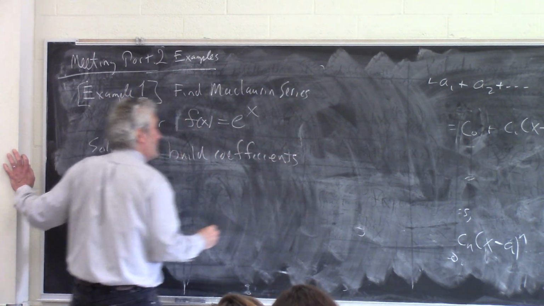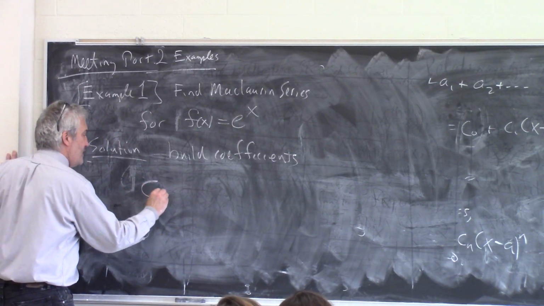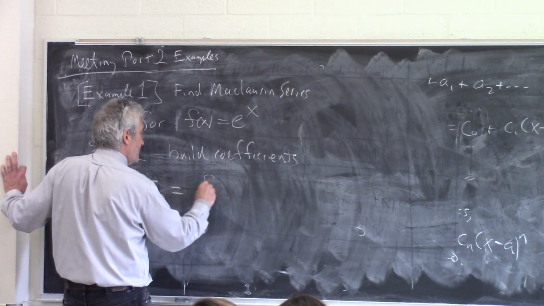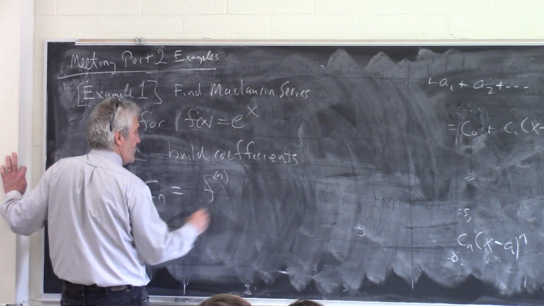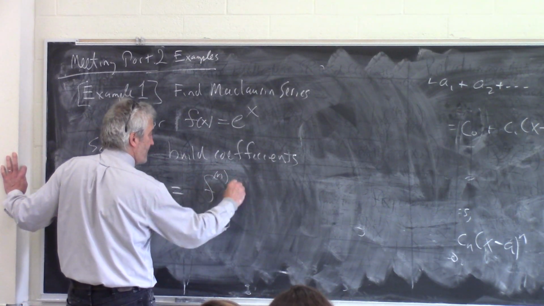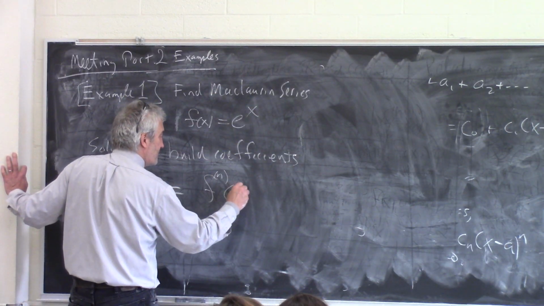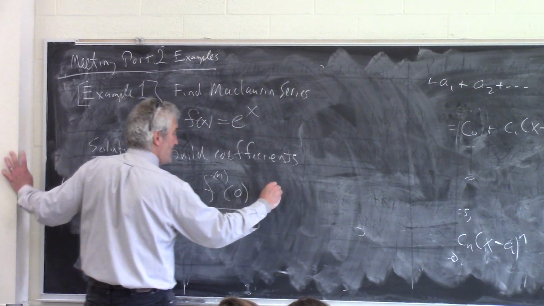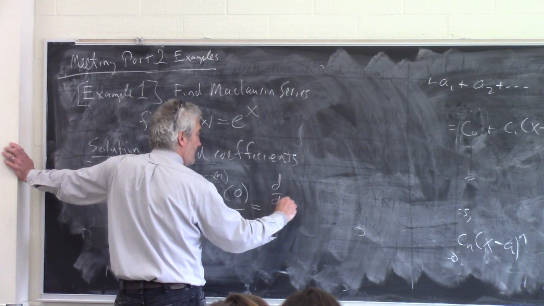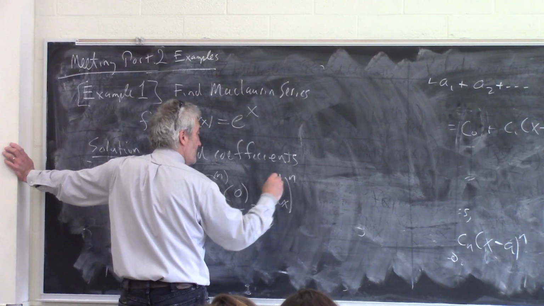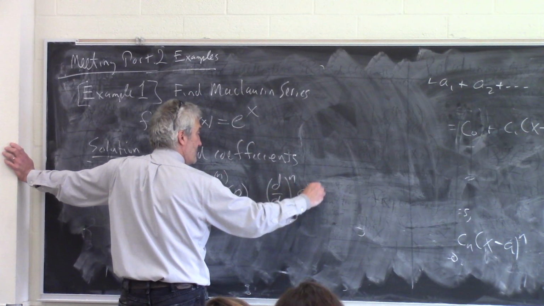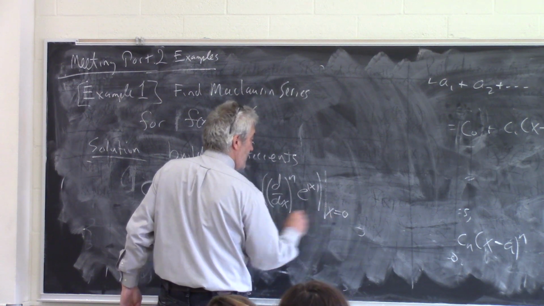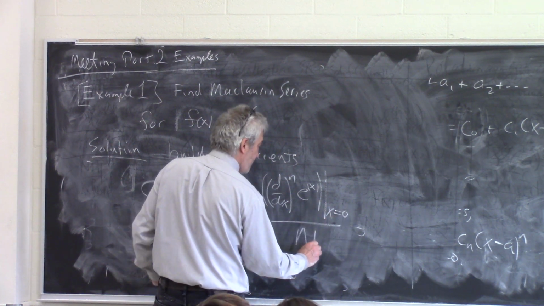The coefficients are c subscript n, which is the nth derivative of f at x equals 0 over n factorial. So that means that I'm going to find the nth derivative of e to the x, and then I'm going to substitute in x equals 0, and then I'm going to divide by n factorial.